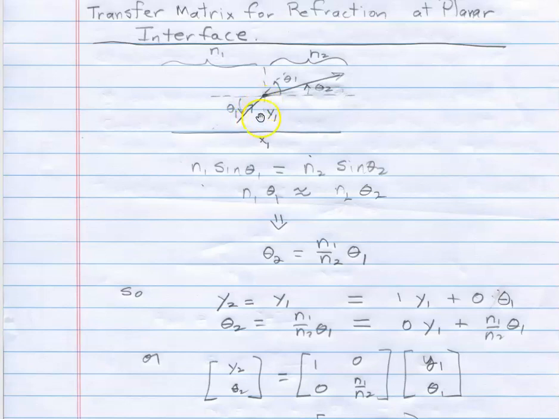On this side you would probably call it entering at y1, theta 1, and on this side you're exiting at y2, theta 2, but obviously y1 and y2 are the same value. And so I get y2 is equal to y1, and theta 2 is, as I indicated above, n1 over n2 theta 1. And again, I can write these out in a little fuller expression. It's 1 times y1 plus 0. There isn't a theta 1 over here. And then on this one, there's no y1, so it's 0 times y1 plus n1 over n2 theta 1.